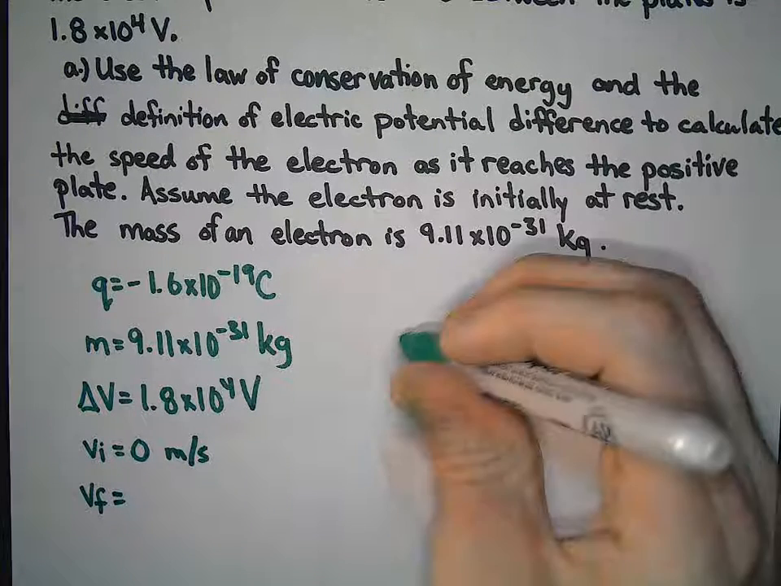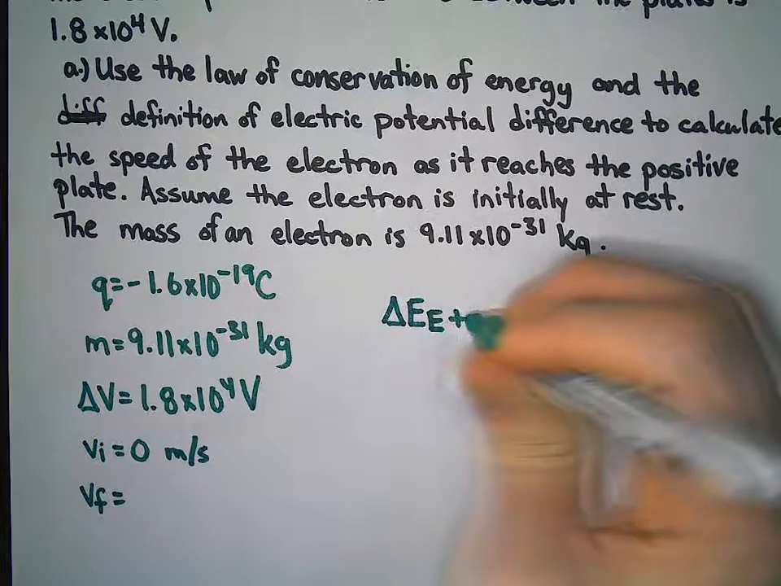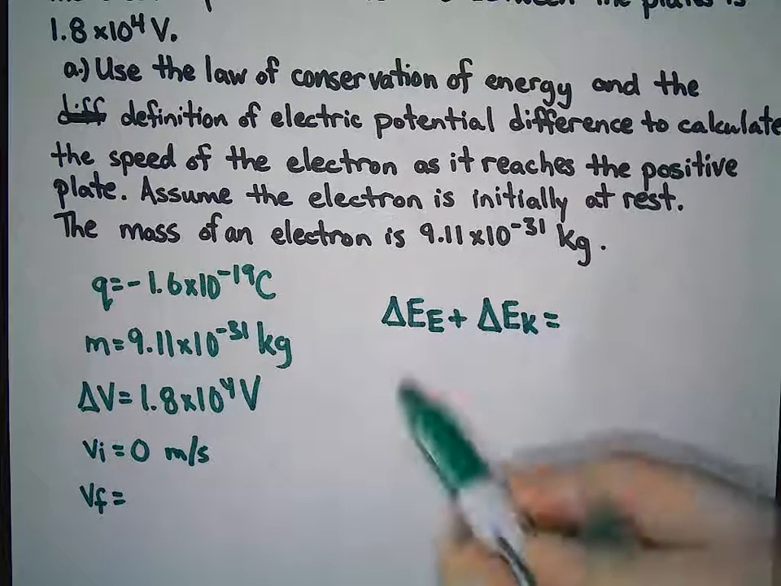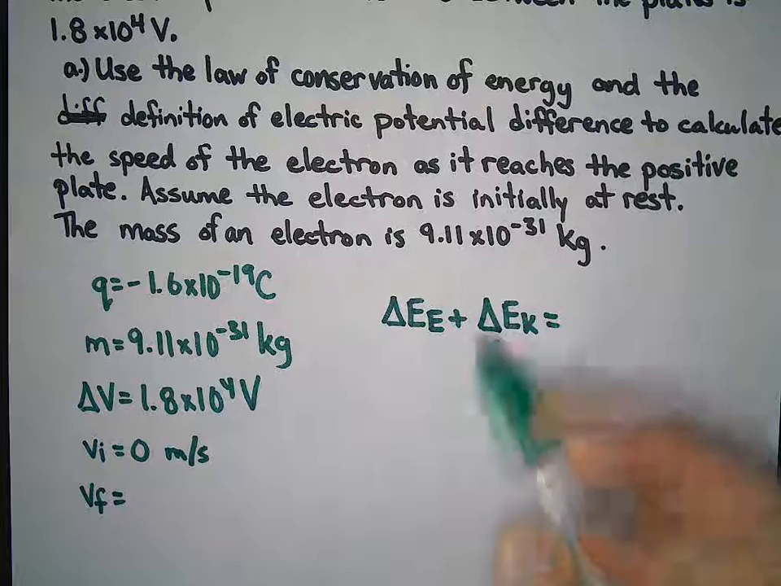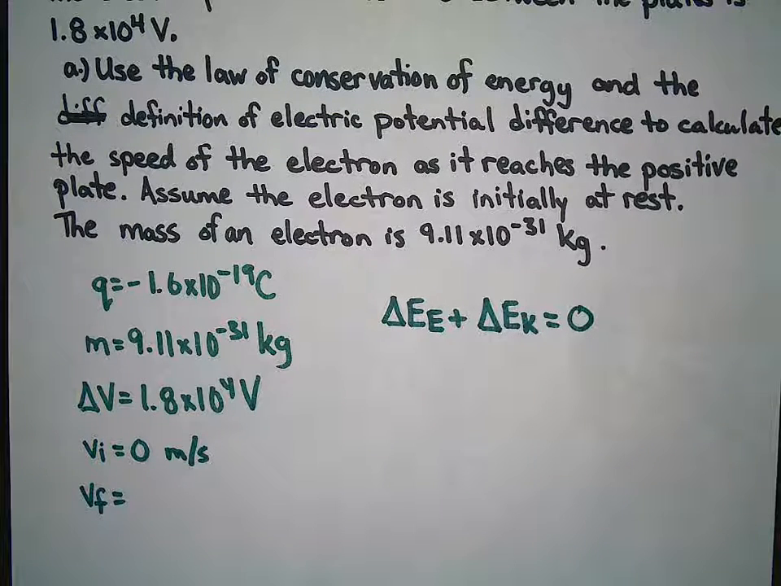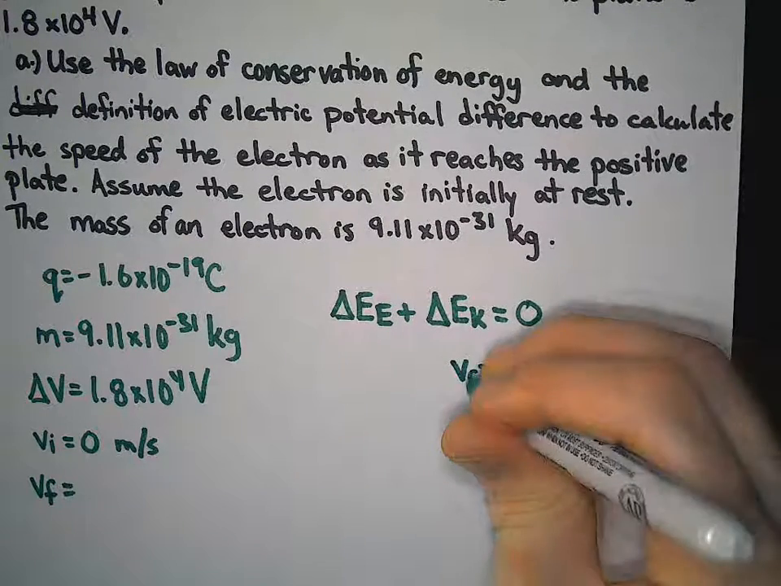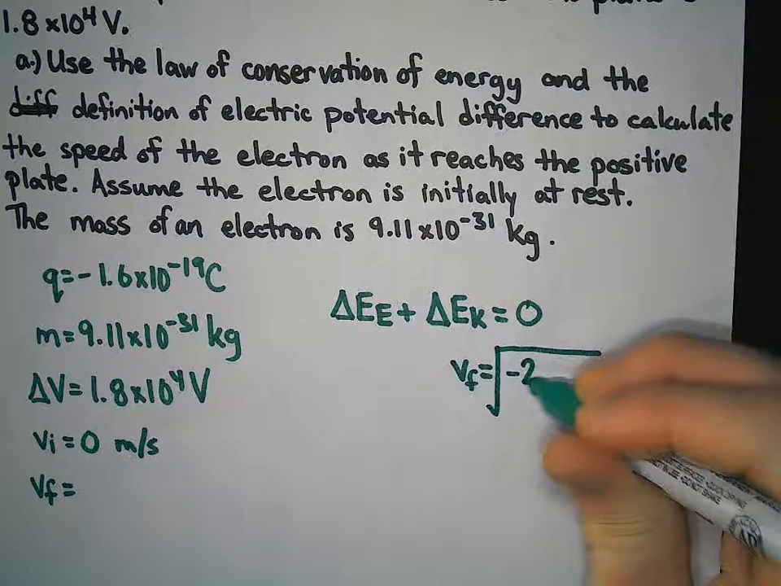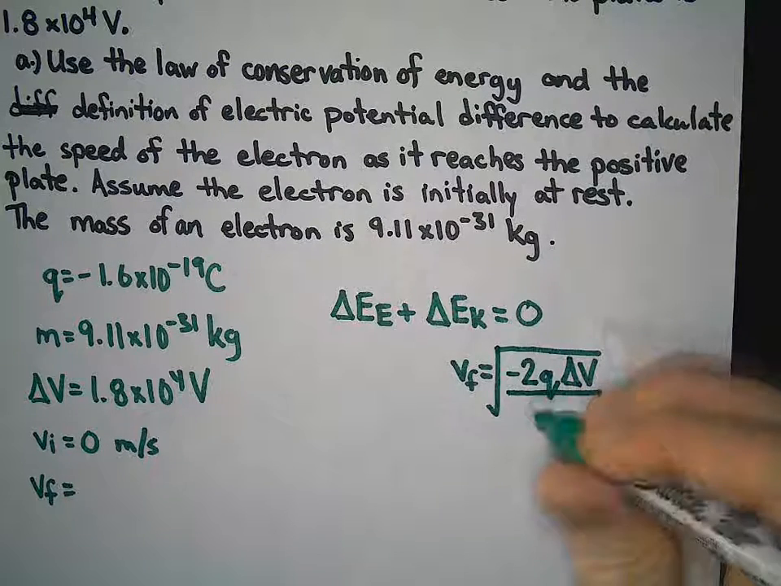And from the law of conservation of energy, we get the change in electric potential energy plus the change in kinetic energy must be equal to 0. And very similar to yesterday's lesson, if we were to rearrange, what we end up getting is that our speed, in this case final speed, will be equal to the square root of negative 2q delta V all over the mass m.